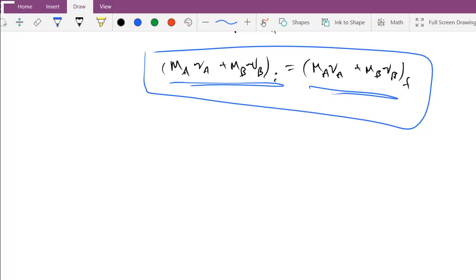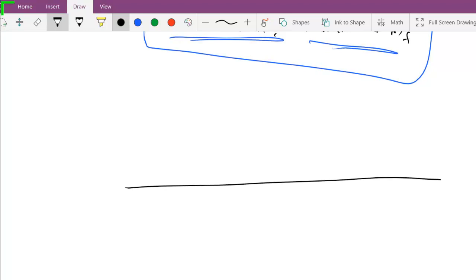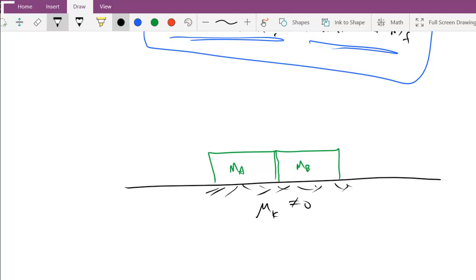Another way we could have had this, we actually could have had a surface with friction on it. In this case, here's block A, and we consider the point just before impact. So there's a tiny little bit between here. This is mass A, this is mass B. Let's say that our coefficient of kinetic friction is not equal to 0 here, so we have a rough surface indicated by these hash marks.